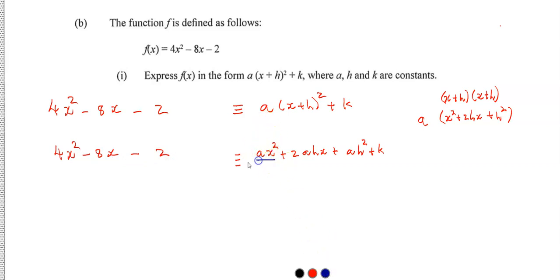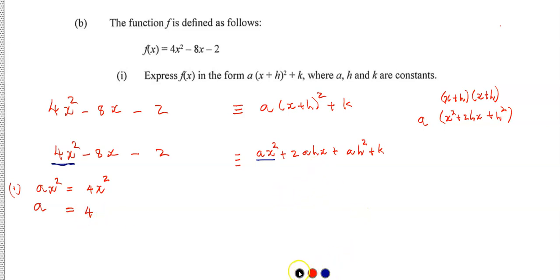This bit here and that bit are equal, so we're going to have ax squared equals 4x squared. That's one of the coefficients that we equate. That means a equals 4.